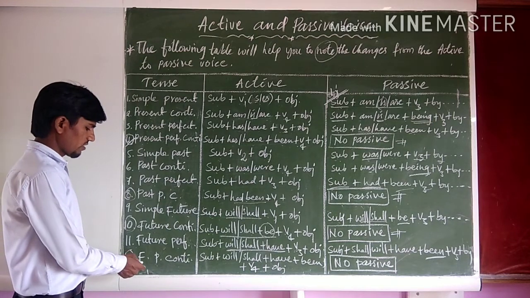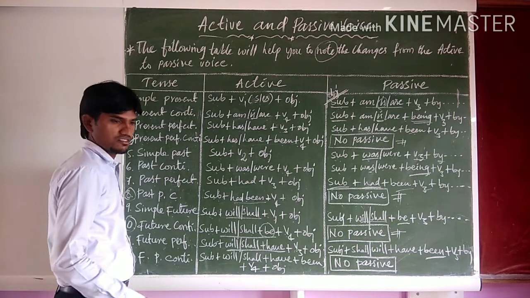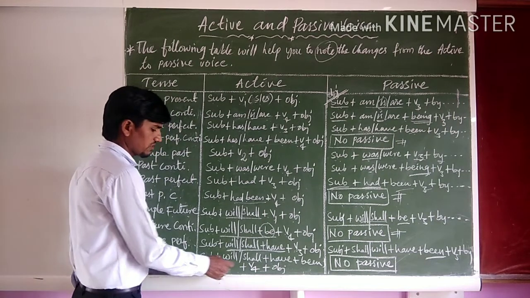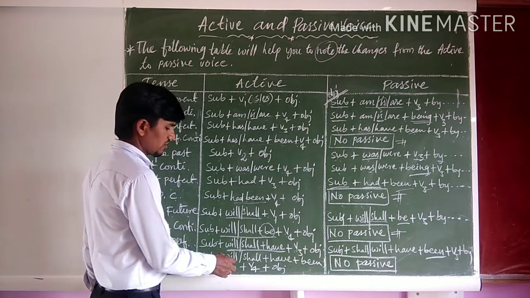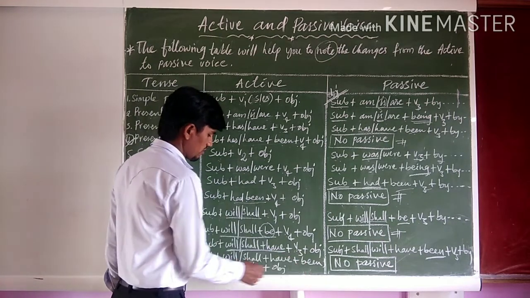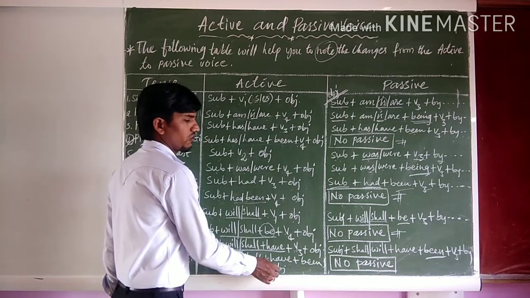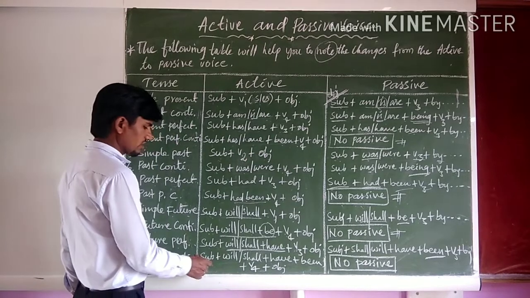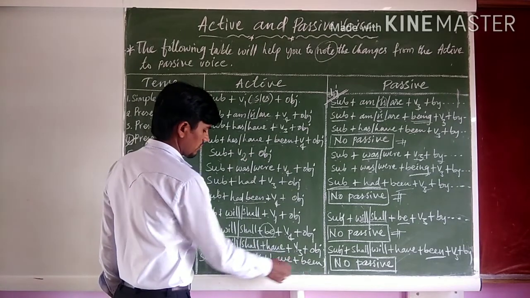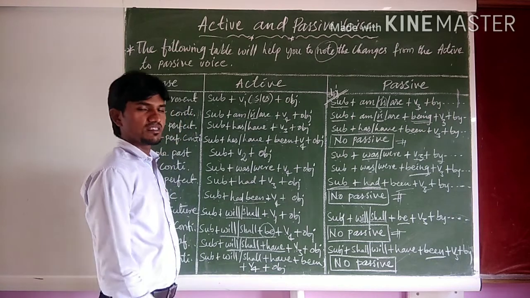And next, the future perfect continuous tense. The structure is subject plus will have been or shall have been plus V4 plus object. It has no passive structure. Example: he will have been writing a letter.